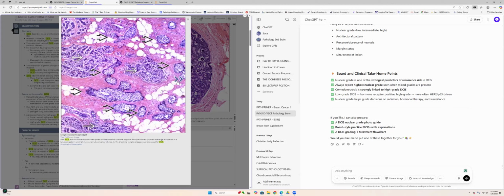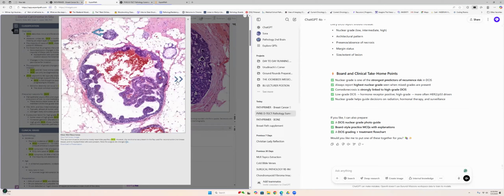LVI. Both DCIS and LVI involve circumscribed spaces and may not elicit stromal response. Multiple involved lymphatic spaces are present in a lymphatic pattern running between normal and uninvolved lobules. The branching complex shapes are useless. Just for recurrence.